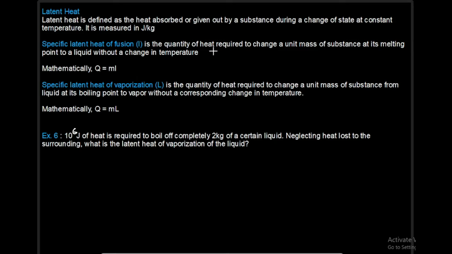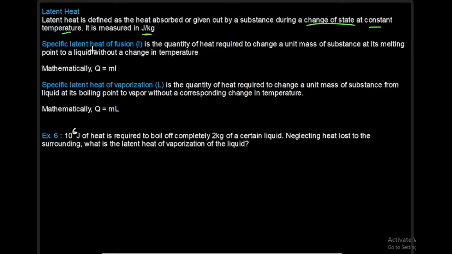Now the next thing we'll be talking about is the latent heat. Now the latent heat is simply the heat absorbed or given out by a substance during a change of state at constant temperature. This is the unit of measurement, joules per kilogram. Now remember when we talked about specific heat, we said it is the heat that involves change in temperature. Now latent heat on the other hand involves what? Change of state. Very, very important, at constant temperature.